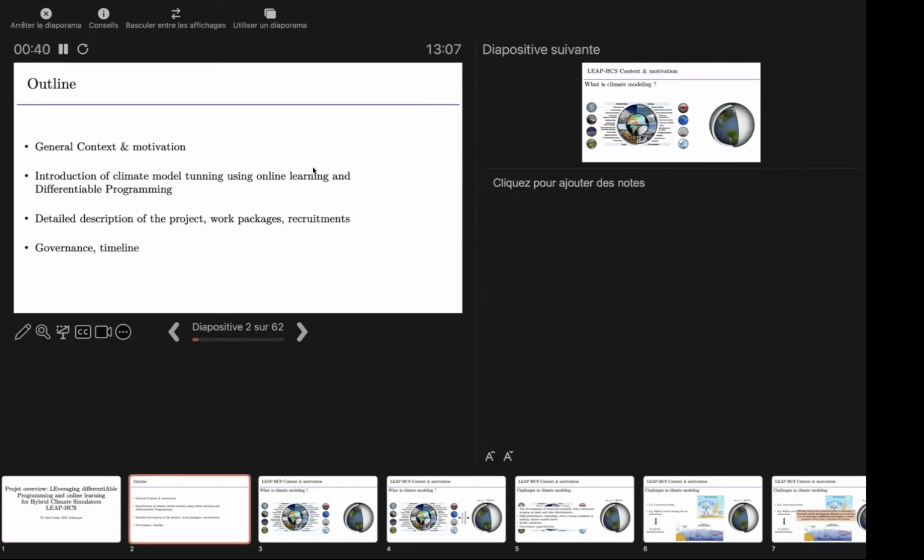I will start with a general context and motivation, with a main focus on current limitations in climate models due to parameterizations. I will then give a little bit of an introduction into how we are planning to tackle this climate model tuning problem using ideas from what we call here online learning and differentiable programming. I will then go through a detailed description of the project, with a description of each work package, what they intend to do, and with some perspective on recruitment. And at the end, I will end with some administrative aspects regarding governance and timeline.